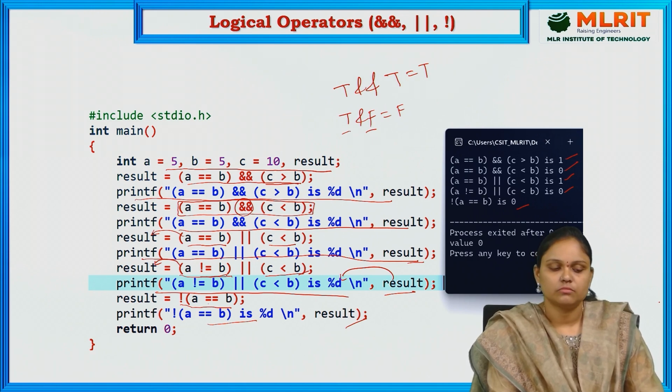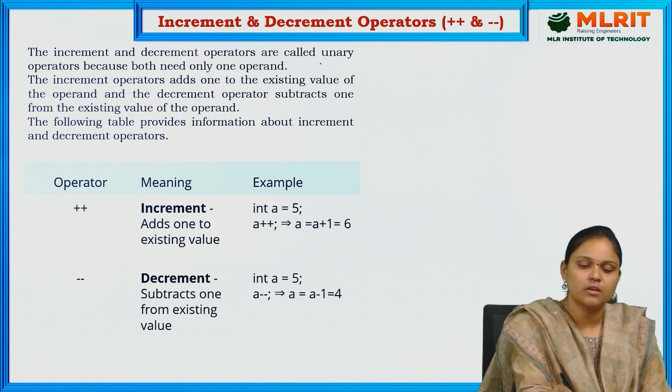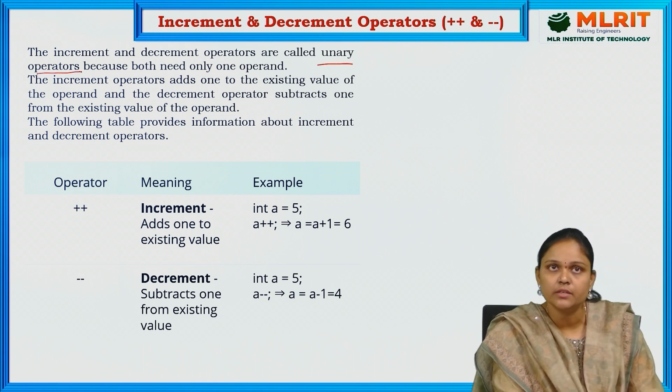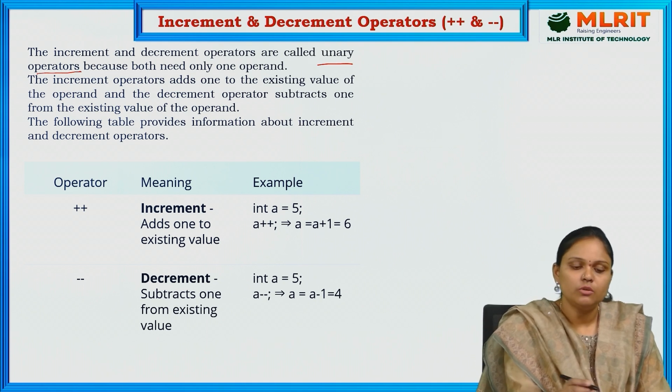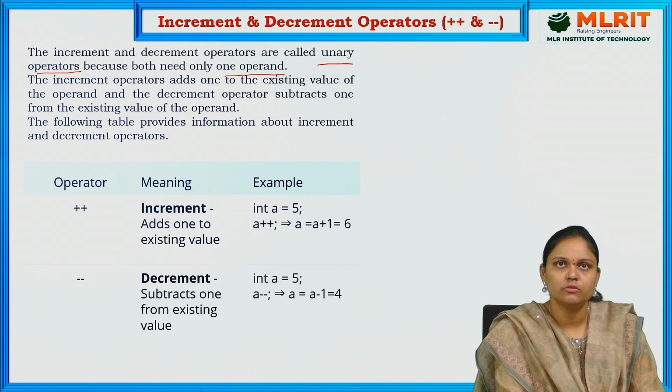Next are the increment and decrement operators. The increment and decrement operators are called unary operators. They are called unary operators because both need only one operand. We need only one operand to solve this operator.